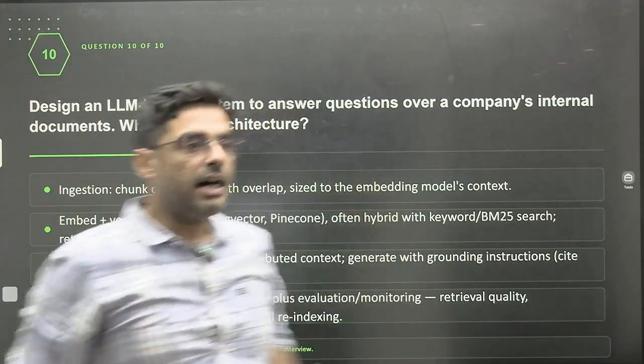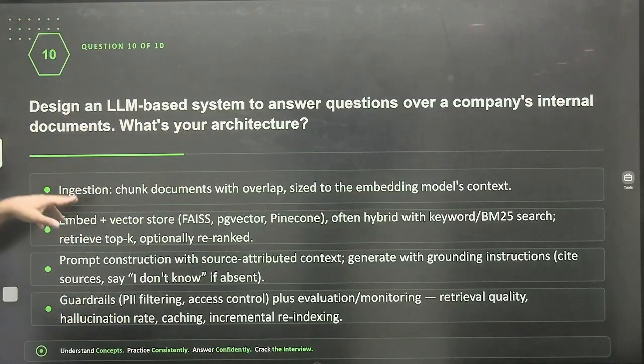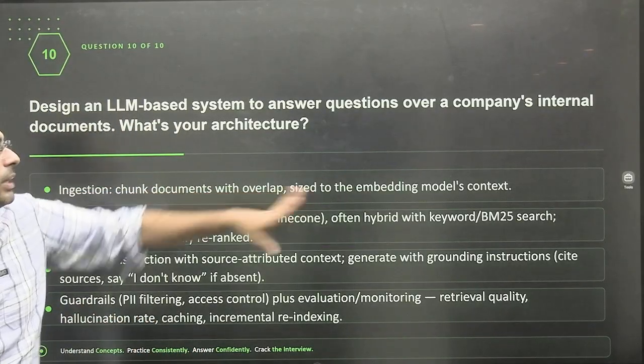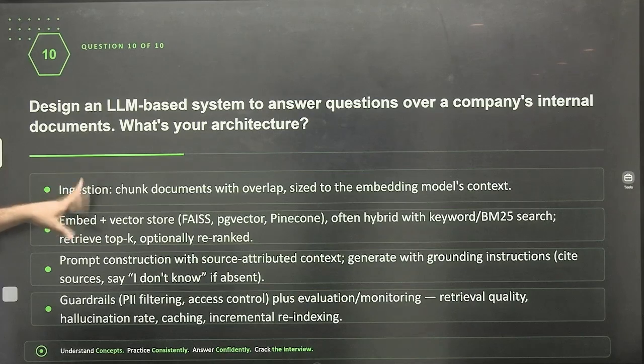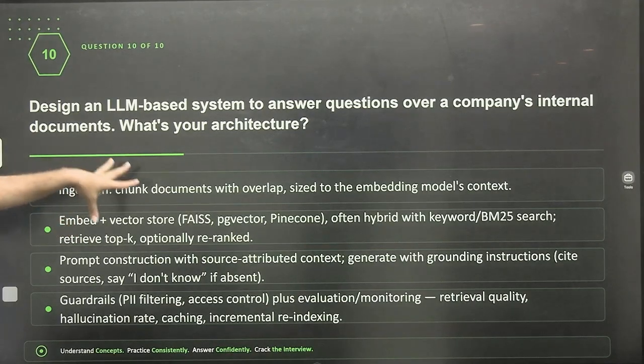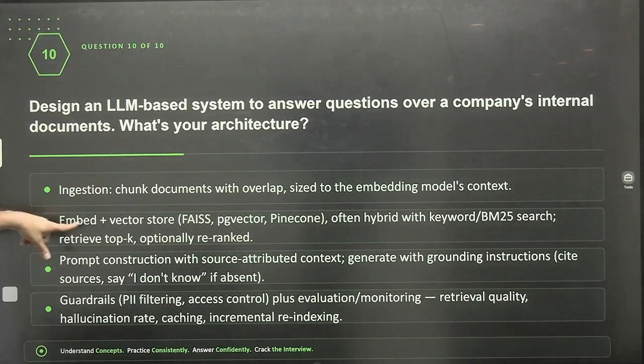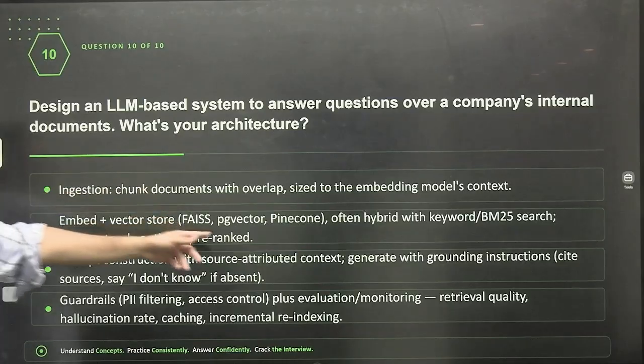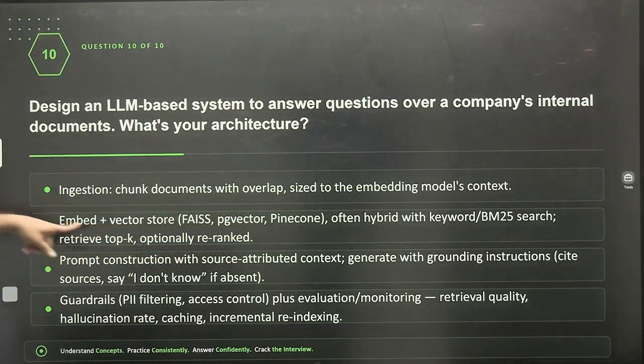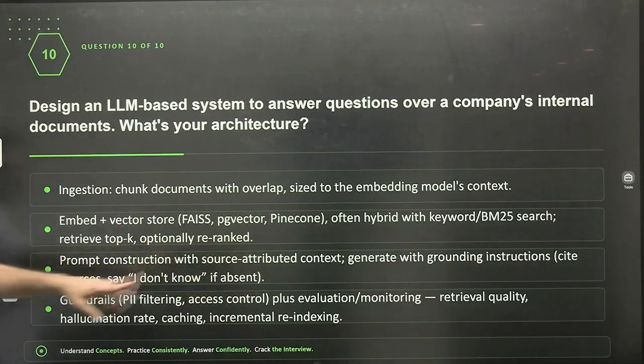Okay, but yes, the architecture shall include ingestion, where you chunk documents with an overlap sized to the embedding model context. Ingestion should be the first step, and here chunking of the document should take place. Then embedding plus vector store, we can use FAISS or Pinecone. Okay, so this is for similarity search and a search engine. Then prompt construction with source attributed context, and then guardrails. Okay, so here you can evaluate and monitor the retrieval quality.